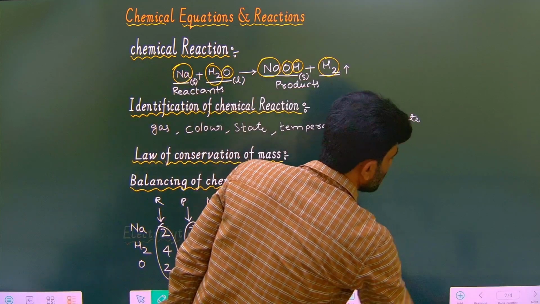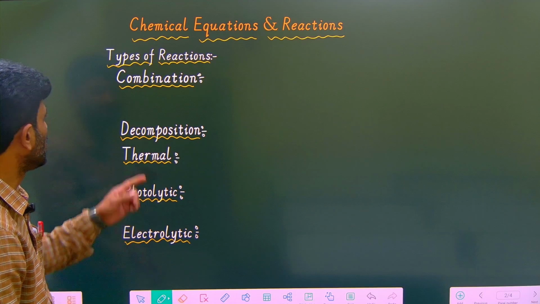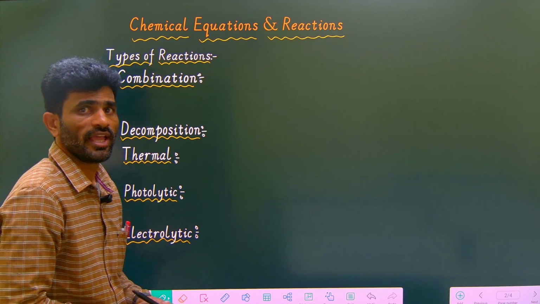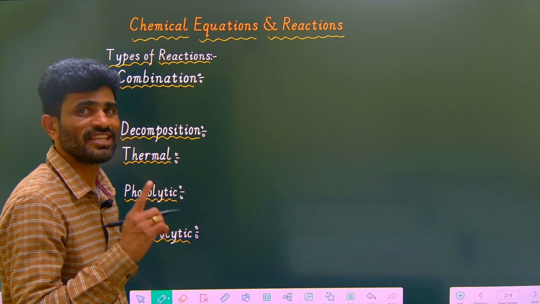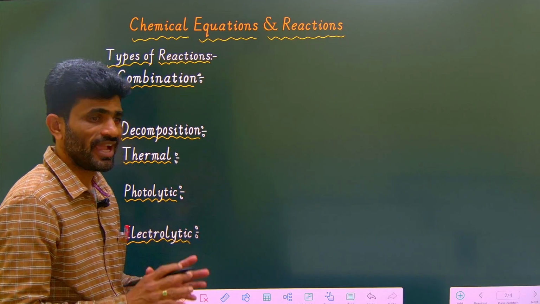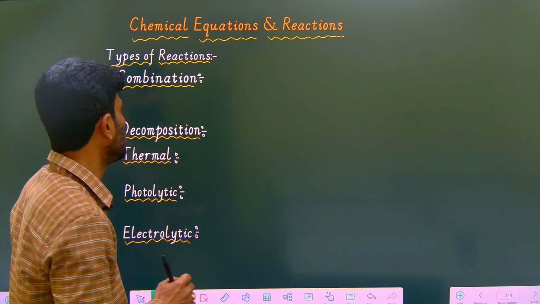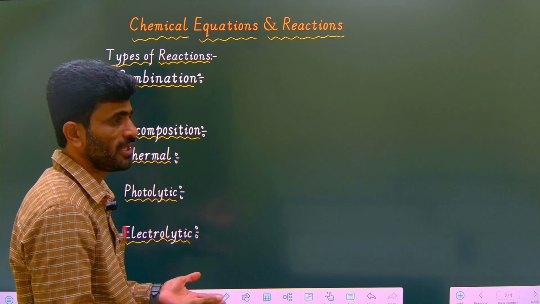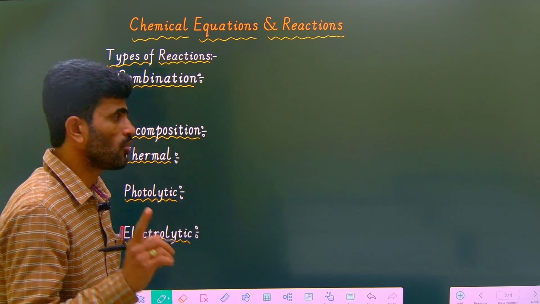Now the next topic is, what are the different types of chemical reactions we have? In that, the first one is the combination reaction. It's very simple. If 2 or more substances combine together to form a single product, that means reactants should be more, but the product should be single. Before the arrow you can have many, but after the arrow you should have only one, so that we say it is a combination reaction.